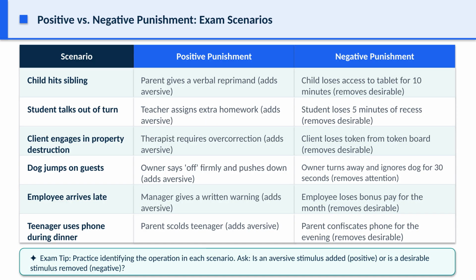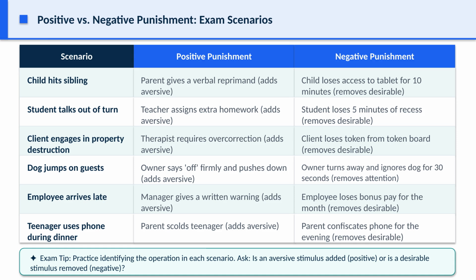Now, let's look at how positive and negative punishment play out in real-world scenarios. This is exactly the kind of distinction you'll need on the BCBA exam. In positive punishment, an aversive stimulus is added after a behavior to reduce its future occurrence. In negative punishment, a desirable stimulus is removed.